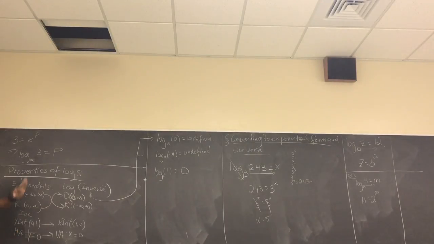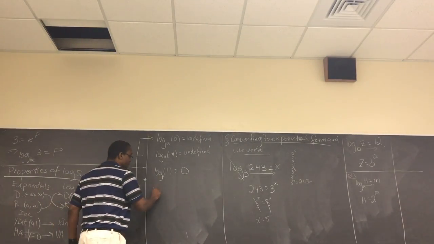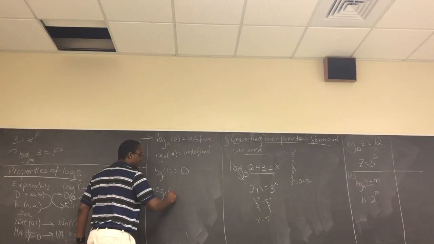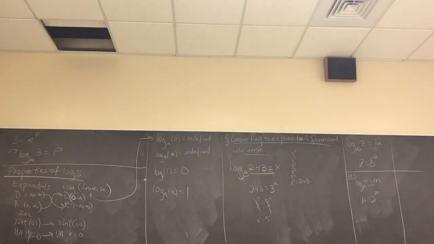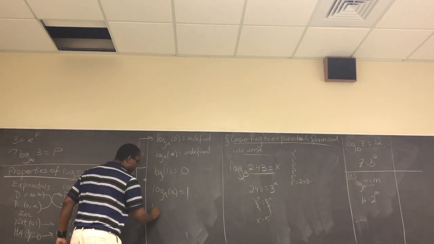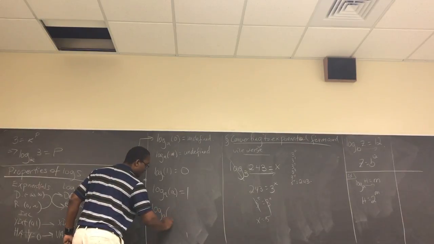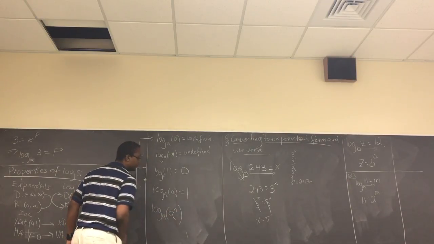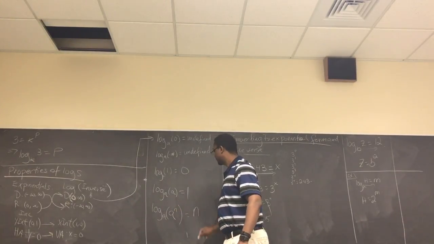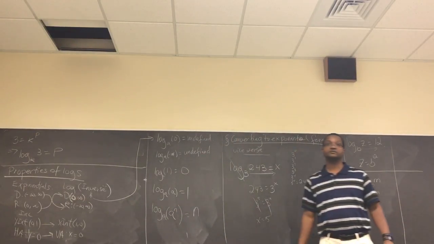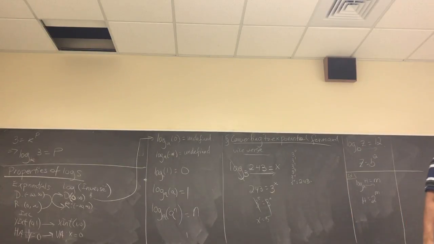Now these next three properties are new properties, but properties that you need to know. If I take log base a of a, the answer is going to be 1. If I take log base a of a to the nth power, the answer is going to be n. Can you tell me why? The a's would cancel, right?